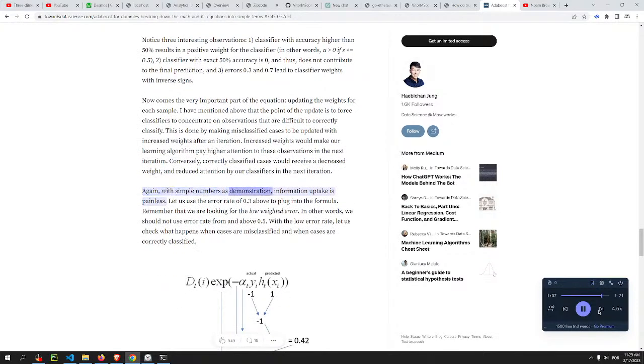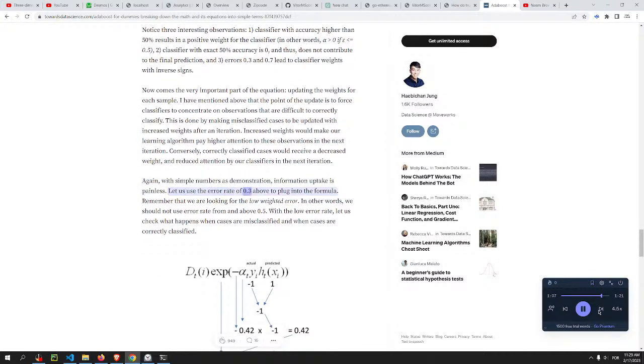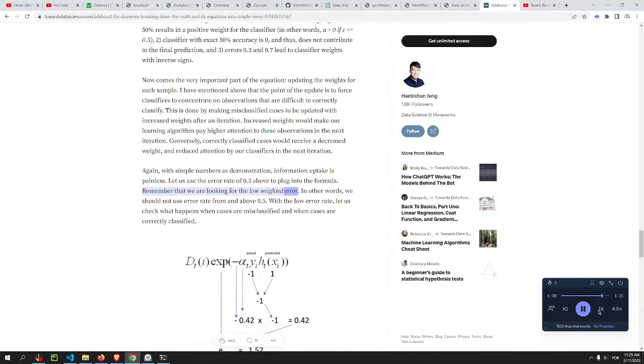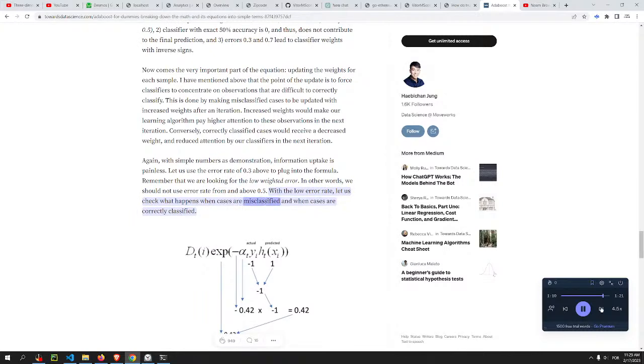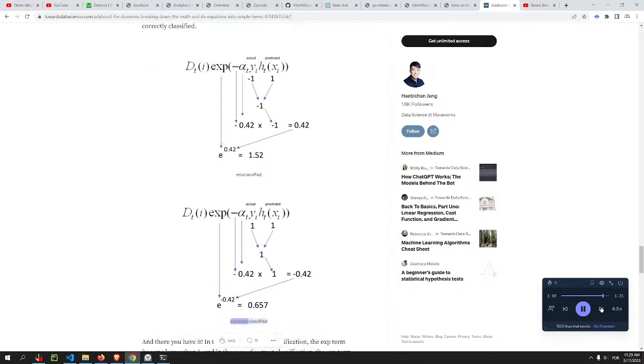Again, with simple numbers as demonstration, information uptake is painless. Let us use the error rate of 0.3 above to plug into the formula. Remember that we are looking for the low weighted error. In other words, we should not use an error rate above 0.5. With the low error rate, let us check what happens when cases are misclassified and when cases are correctly classified. Misclassified. Correctly classified. And there you have it.